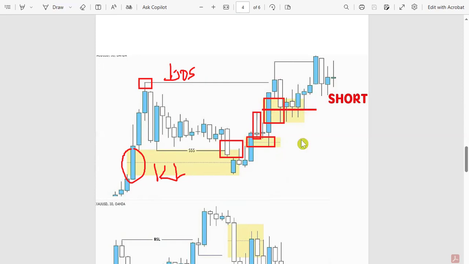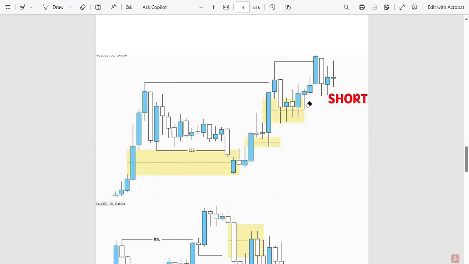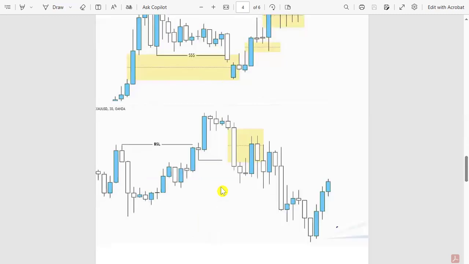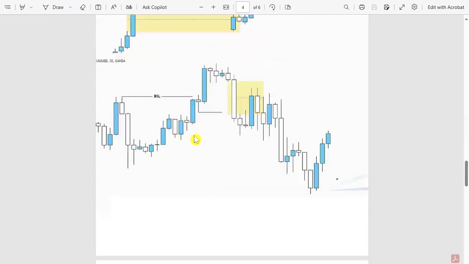This is just to show you how fair value gaps can actually act as a very good point for reversal. Don't always get stuck with order blocks or with supply and demand zones. Fair value gaps are one of the most powerful entry levels also.